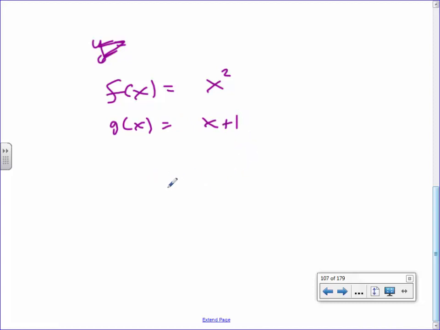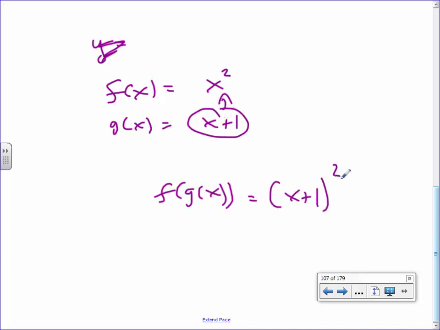If I were to ask you for f of g of x, could you guys tell me what that is? So given these parameters, f of x is x squared, g of x is x plus 1. Can you tell me what f of g of x is? X plus 1 all squared? Yeah, x plus 1 all squared. Because really what I'm asking you to do is take this and plug it inside there and make it that. So far, so good?